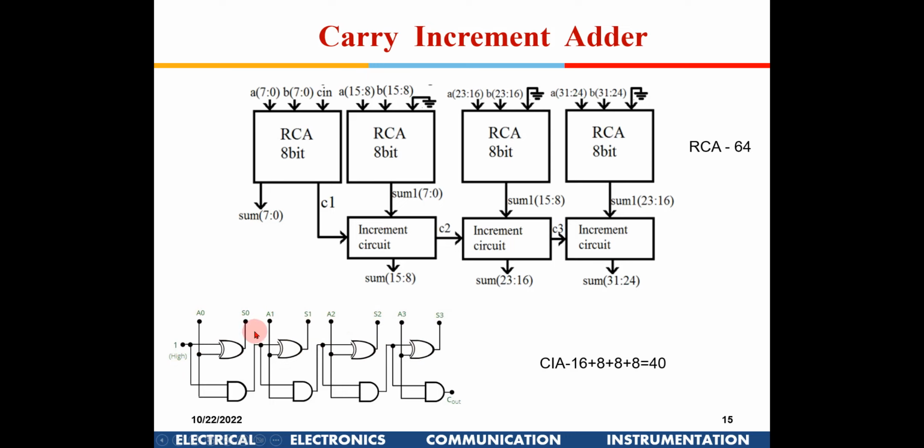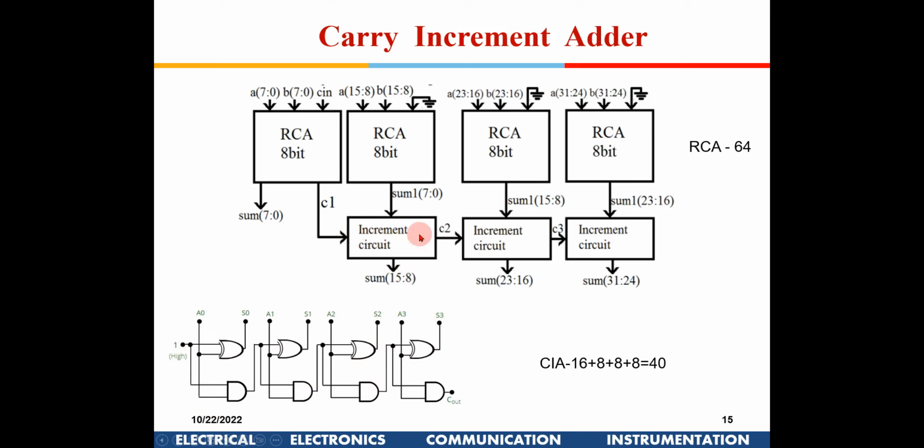Now the thing here is, this is for a 4-bit. If you see the worst case path, this is 1 XOR, 1 AND, 1 XOR, 1 OR, 1 XOR. So it is 4 gate delays. Whatever path you take, the worst case is 4 gate delays. So for an 8-bit increment circuit, the total delay will be 8 gate delays.